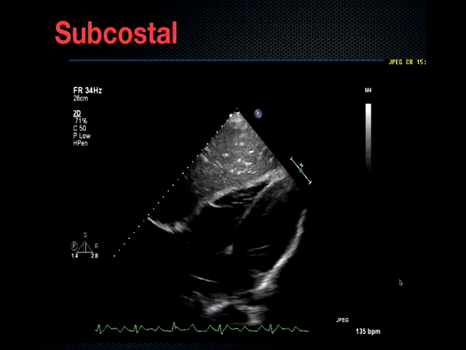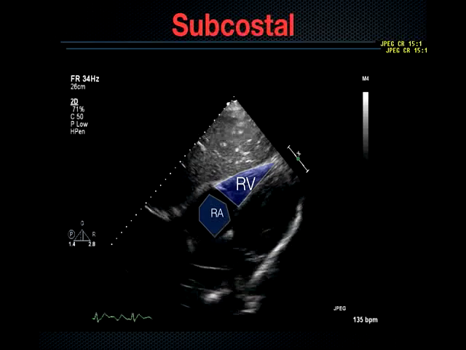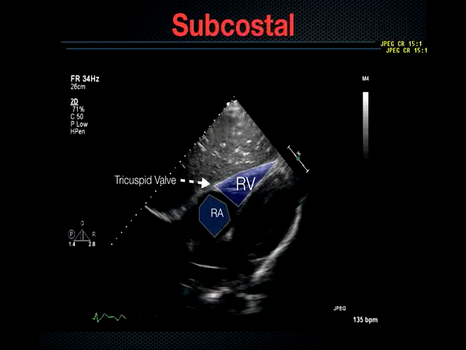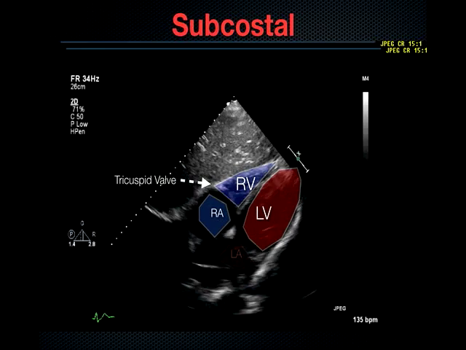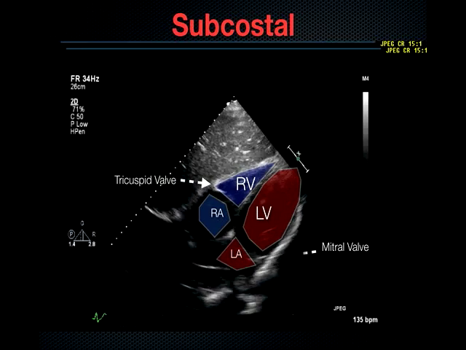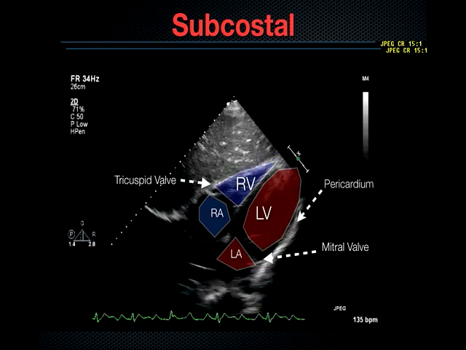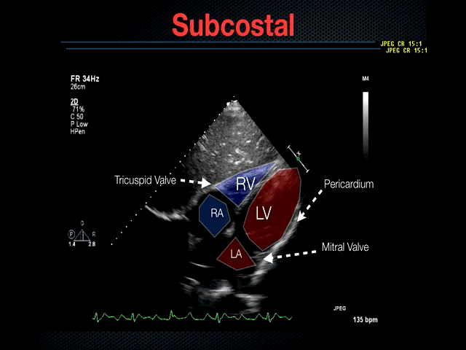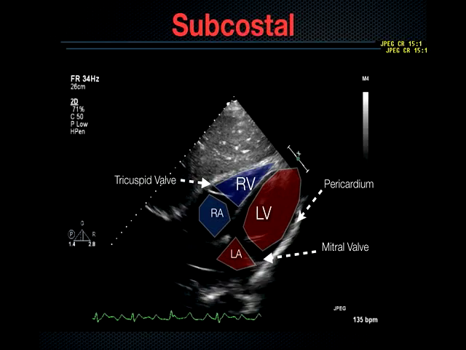To see this closer, we have the right ventricle and the right atrium, tricuspid valve, the left ventricle, the left atrium, and the mitral valve. And here's the bright white pericardium. You'll notice that the right ventricle in this view, in all normal views, should be smaller than the left ventricle.